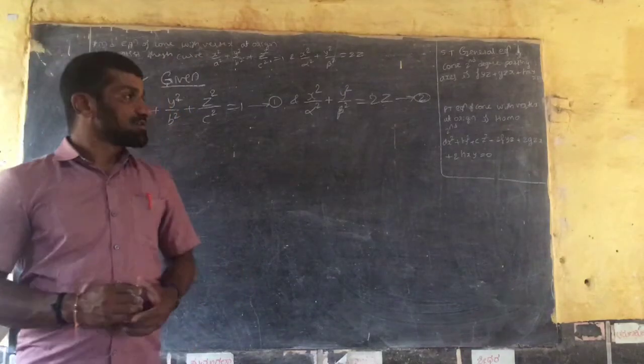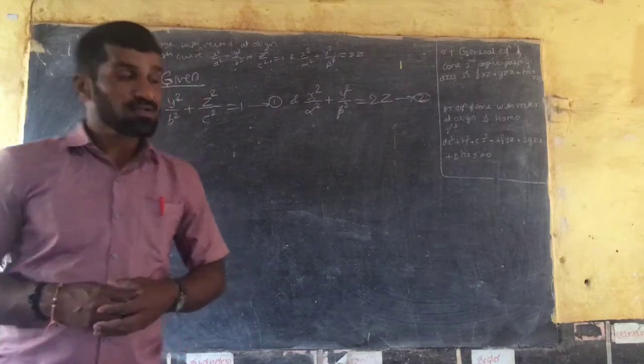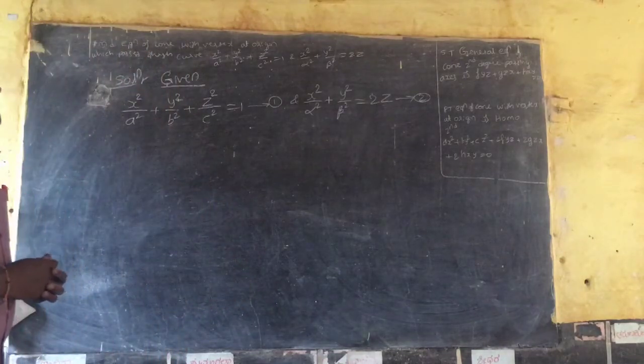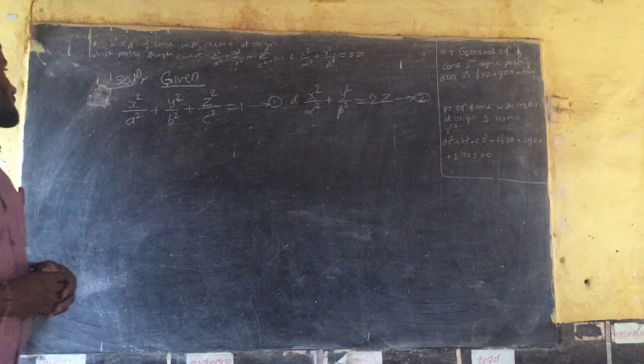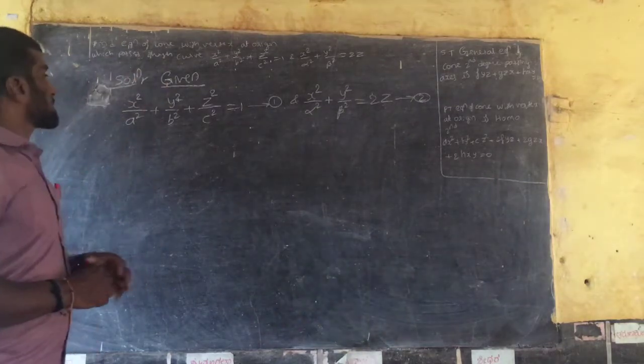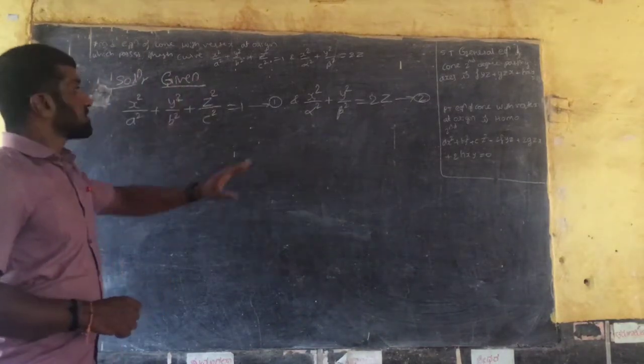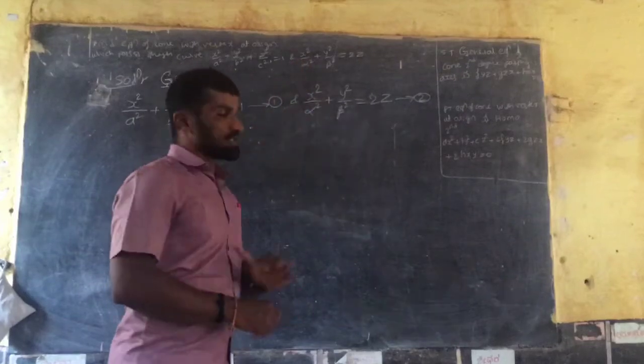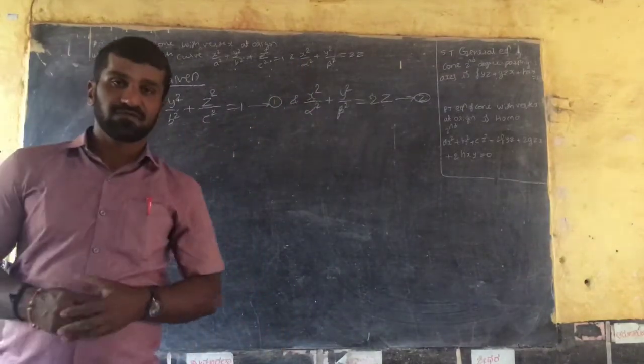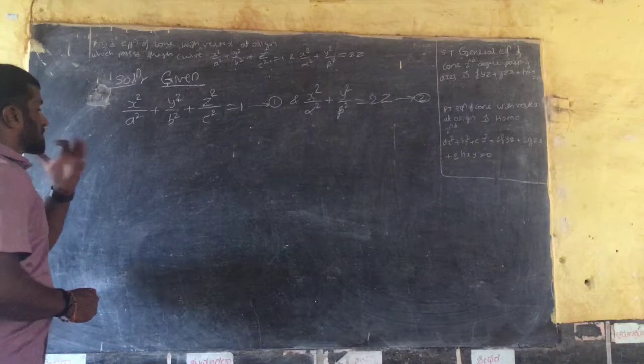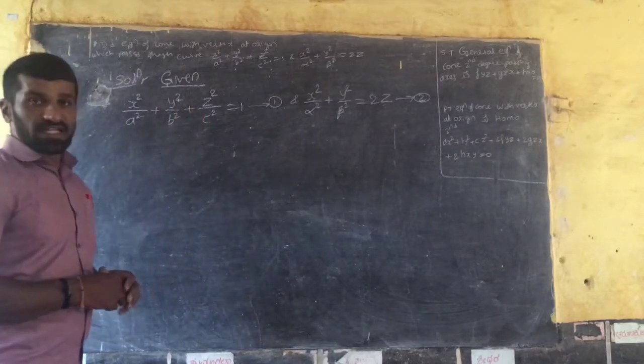Hi, good evening. So the next example is on cone. Find the equation of the cone with vertex at origin which passes through the curve. The equation of the curve is this, and another equation of the curve is this. We must find the equation of the cone. So how to find it?